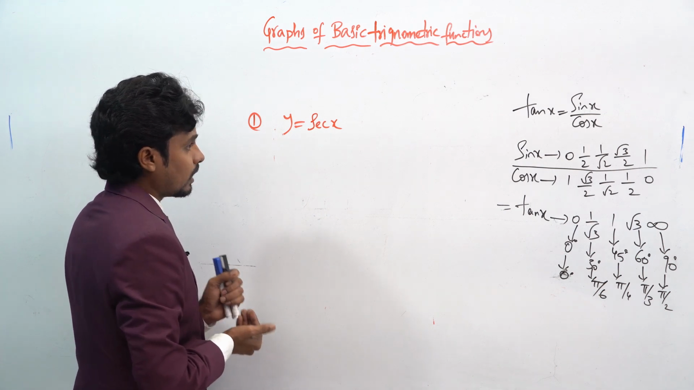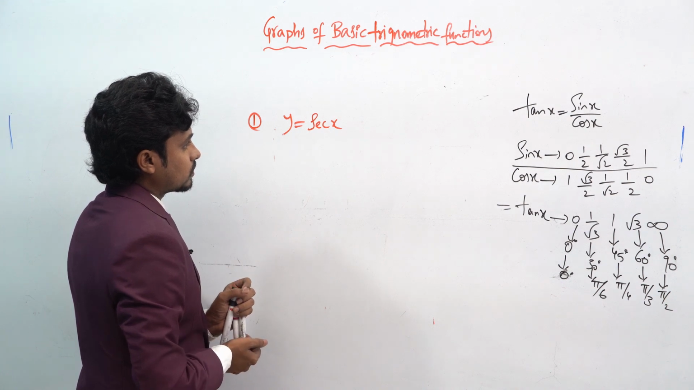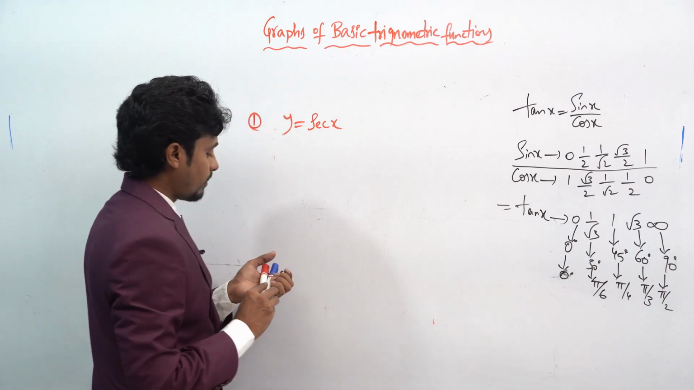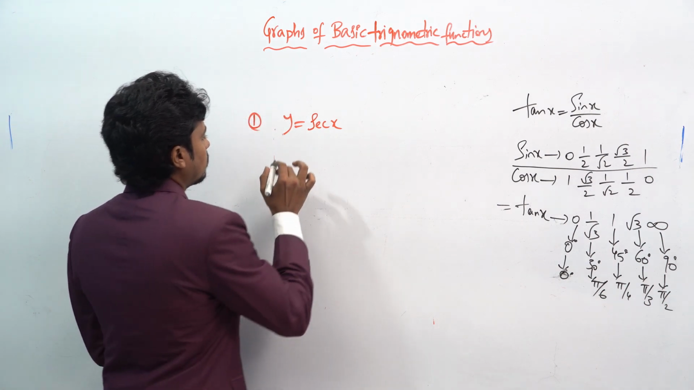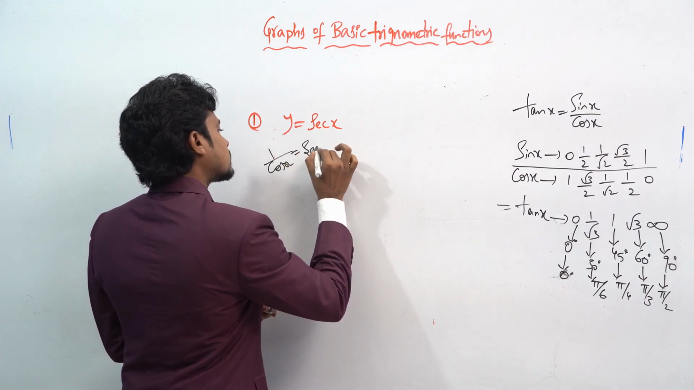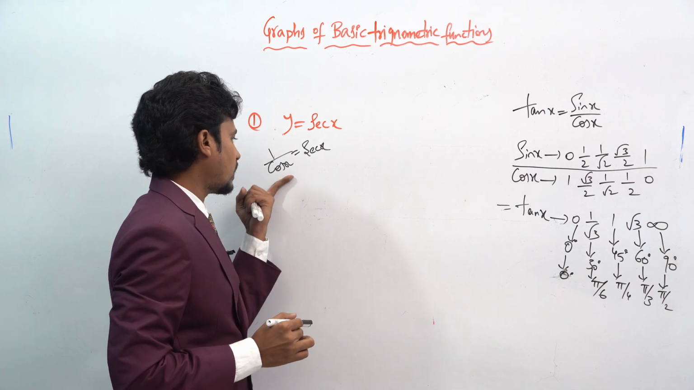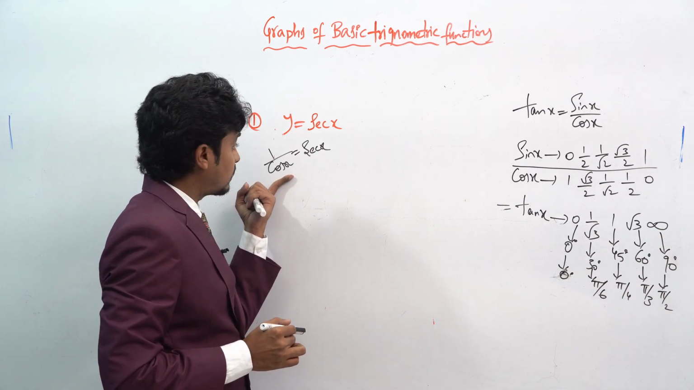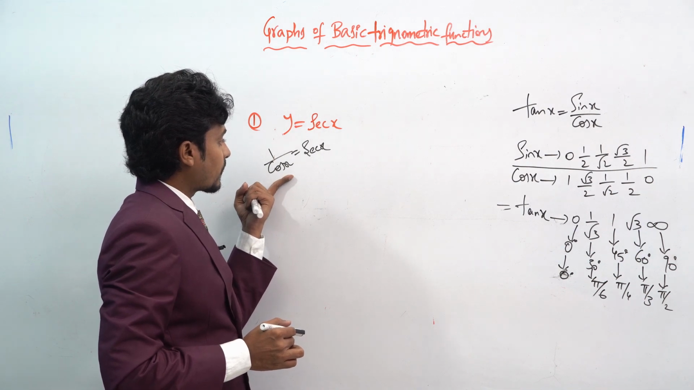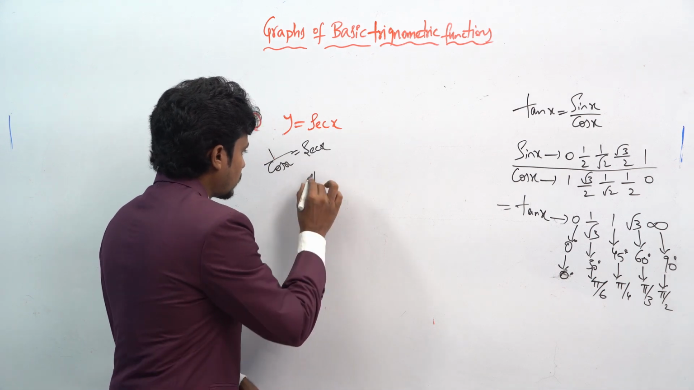One divided by cos x means you will get the secant x, right? 1 divided by cos x, you will get the secant x. So the first thing you have to do is draw the plot for the cos x, and next we represent it with secant x. Let's see the plot for the cos x.